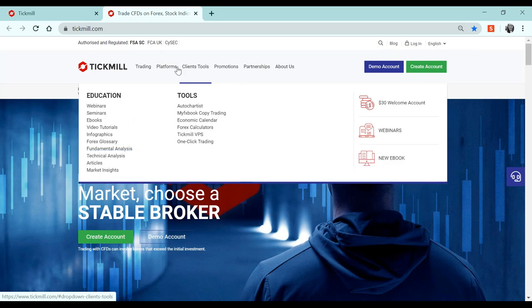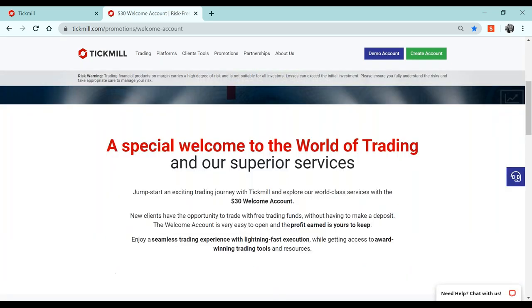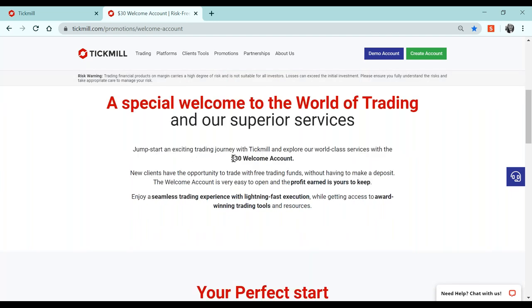That's it. And for client tools naman, we have the webinars, we have ebooks na pwede nyong gamitin. Lahat po yan available for free sa mga clients natin. And this is actually one of the best that we give to our future clients. The $30 welcome account is an account that we give to the client. So live account na po siya, $30. That's live. It's not demo. You can start trading this for 90 days.